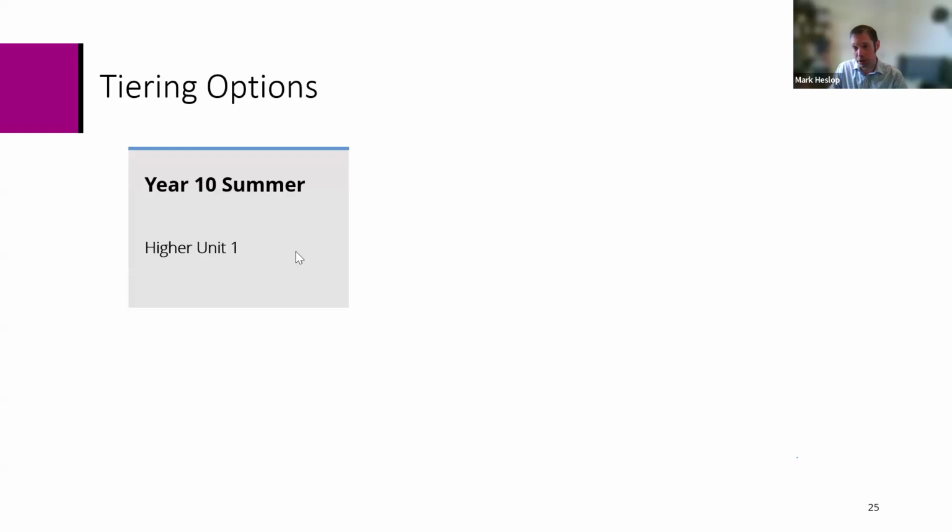Now, I know you've got a lot of pressure from parents to enter students for the higher tier. And like I say, we actually get probably a higher proportion of the grade 3s awarded at higher tier than is healthy for the students. And I think that comes from parental pressure.